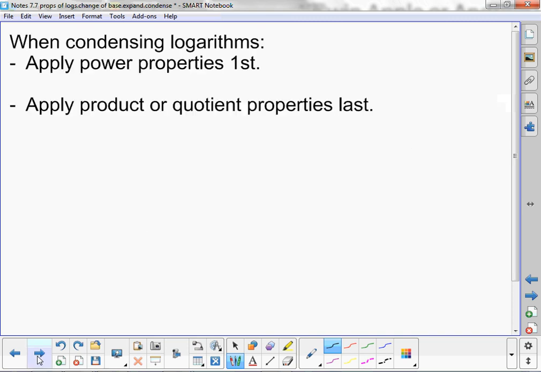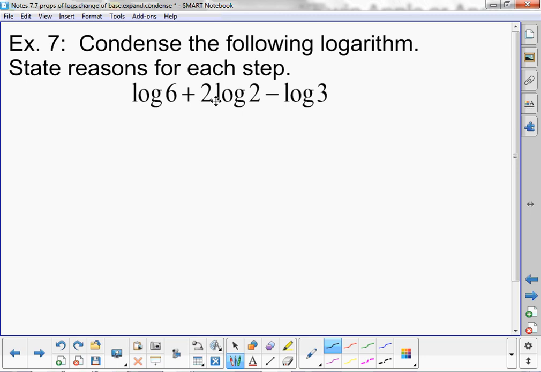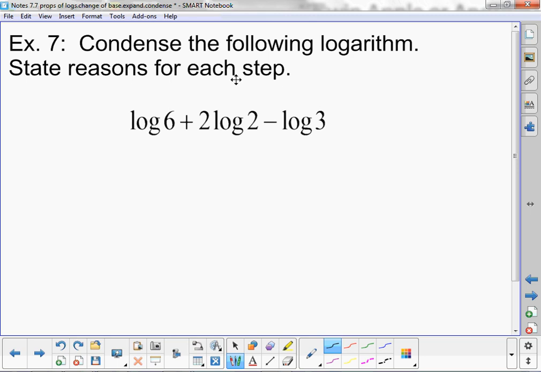All right, now condensing. Now that we expanded, we've got to learn how to condense. In order to condense, you've got to apply the power properties first, and apply the product or quotient properties last. Now, like I said before, these are just guidelines. You don't have to do it like this every single time. So looking at this, you see a plus, which means multiply, so you're going to be multiplying at some point. You see a minus, which means you're going to be dividing at some point, and you see a power.